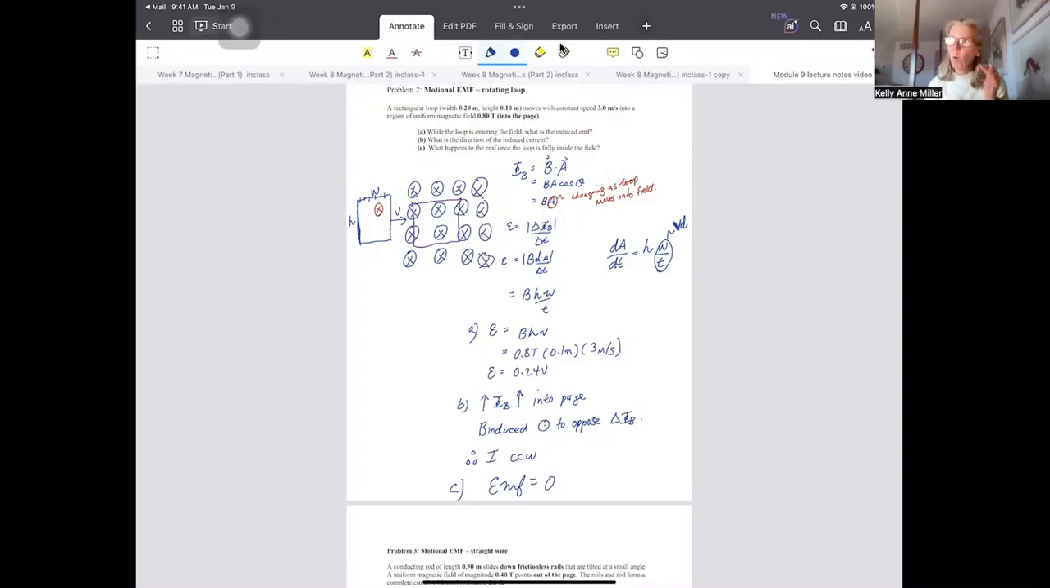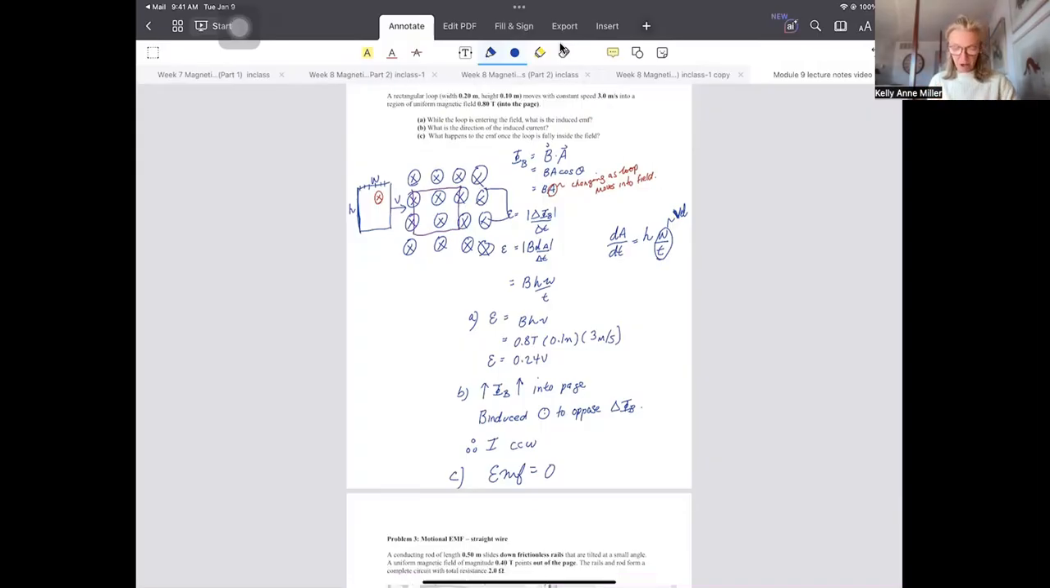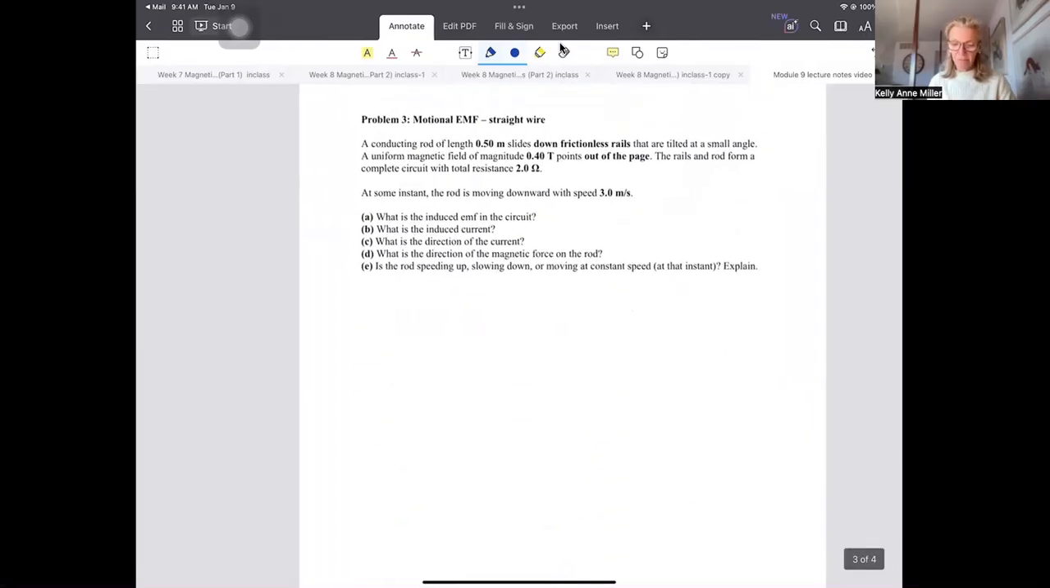As long as the whole loop is in the field, there's no EMF induced because there's no change in flux. Once it gets over here, obviously there will be an induced current in the opposite direction, right? Because then the flux will be decreasing. So basically there has to be a change in flux in order for the EMF not to be zero.